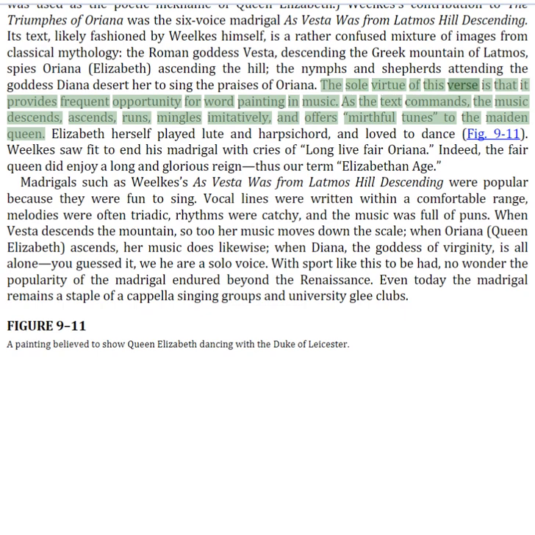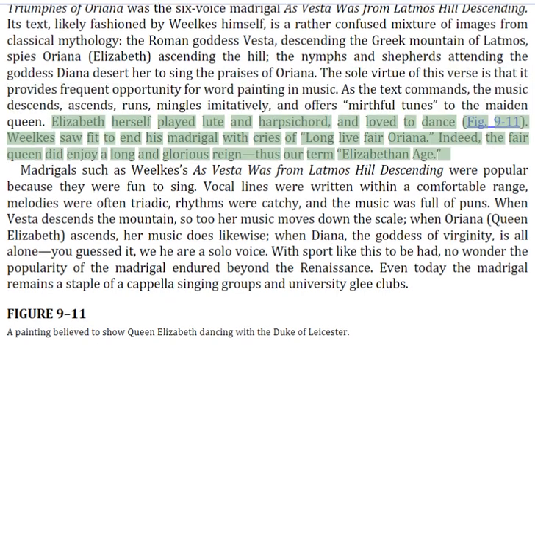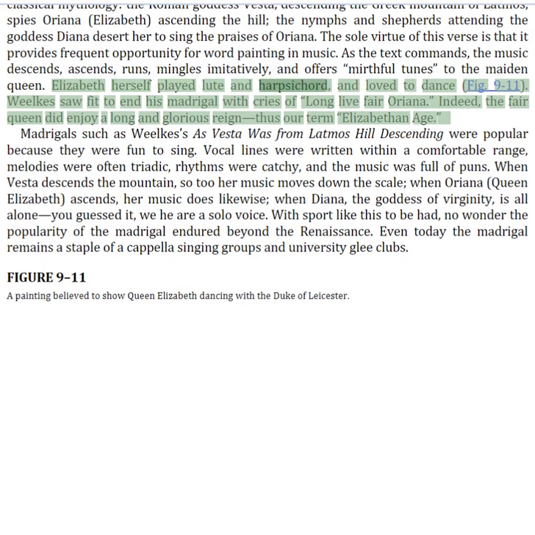The sole virtue of this verse is that it provides frequent opportunity for word painting in music. As the text commands, the music descends, ascends, runs, mingles imitatively, and offers mirthful tunes to the maiden queen. Elizabeth herself played lute and harpsichord, and loved to dance. Weelkes saw fit to end his madrigal with cries of "Long live fair Oriana." Indeed, the fair queen did enjoy a long and glorious reign, thus our term, Elizabethan age.